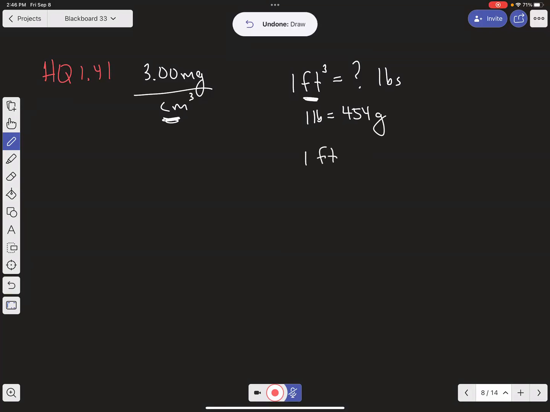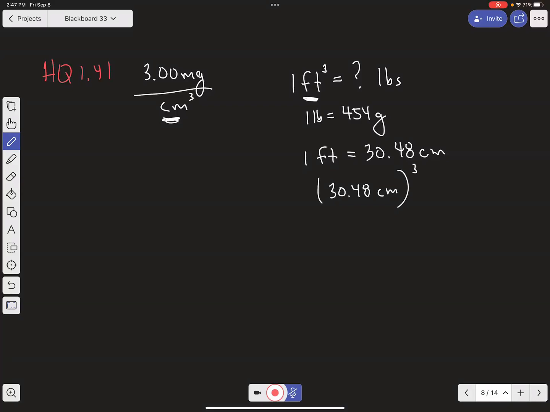1 foot is 30.48 centimeters. So a cubic foot is 1 foot by 1 foot by 1 foot, length times width times height. To convert that to cubic centimeters, I'm just going to multiply 30.48 by 30.48 by 30.48, to make a cube. So 30.48 centimeters cubed is going to give me my volume.